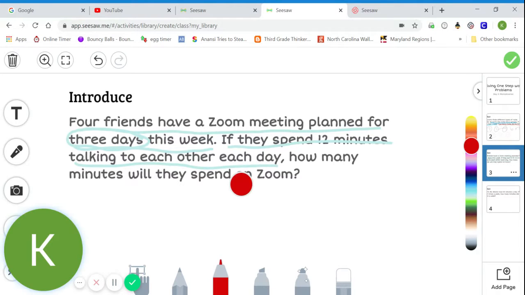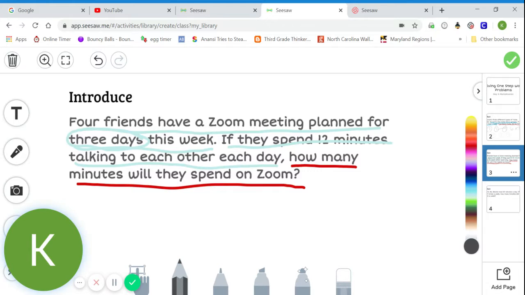My question is how many minutes will they spend on Zoom? So my question is talking about minutes and it's talking about that time they're spending on Zoom. So I know I need to focus on my 3 days this week and the 12 minutes each day they spent talking to each other, not the fact that there are 4 friends. Always be very careful when you're reading these word problems to figure out exactly which information you need.